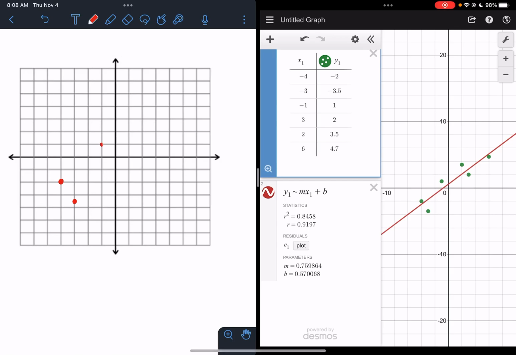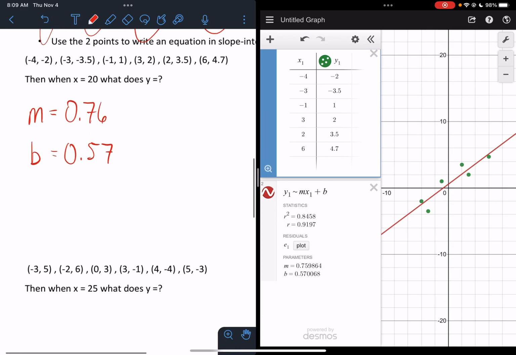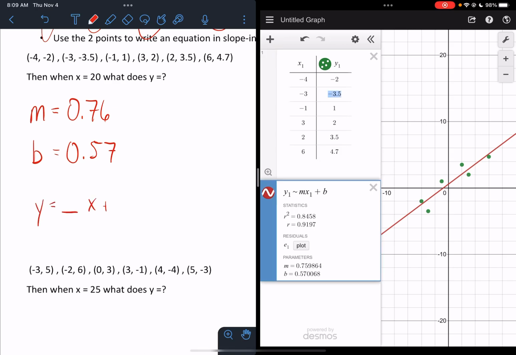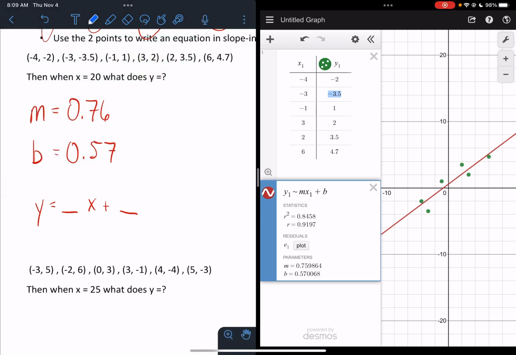And then -1, +1, 3, 2, 2, 3.5, and then 6, 4.7. 1, 2, 3, 4. Again, whenever you have decimals, you're kind of guessing a little bit. And then again, if m is my slope and b is my y-intercept, I can write any equation just like this. And so I can plug in my slope, which is 0.76, and my y-intercept, which is 0.57.